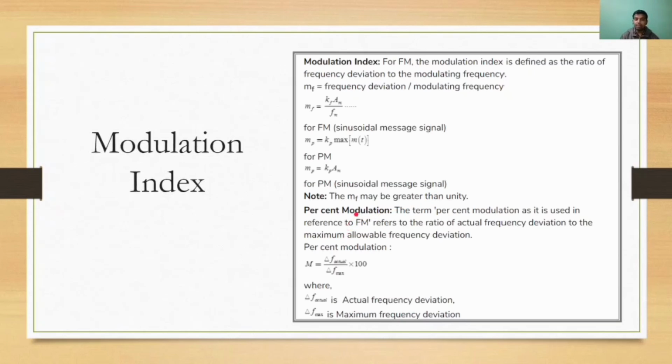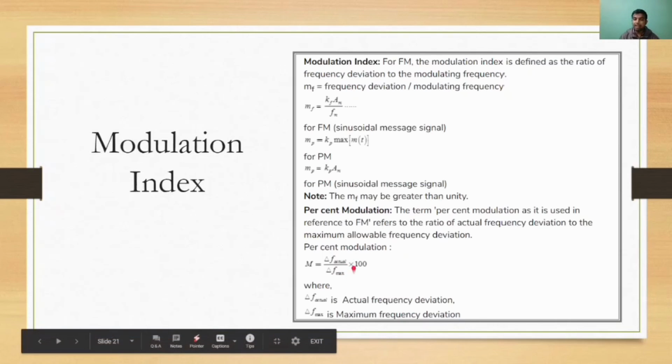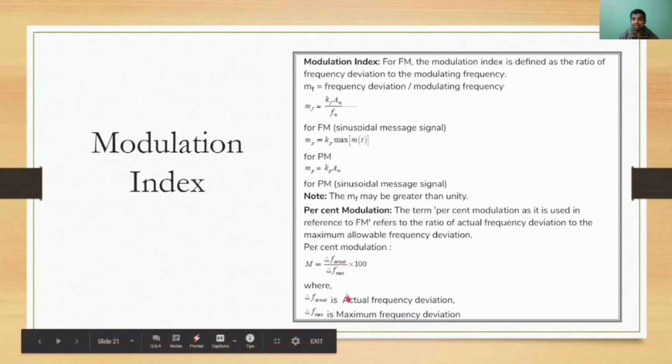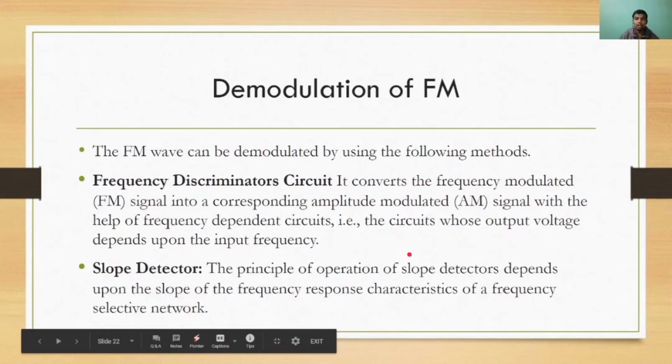Now we have another term especially for FM, which is percent modulation, and which is the ratio of delta f actual upon delta f max into 100, where delta f actual is the actual frequency deviation and delta f max is the maximum allowable frequency deviation.